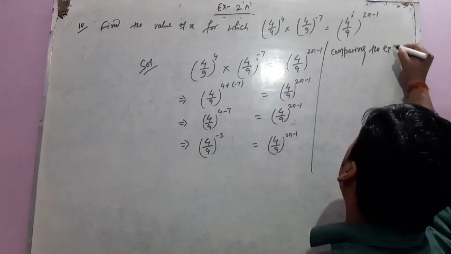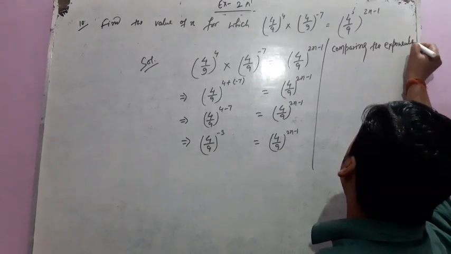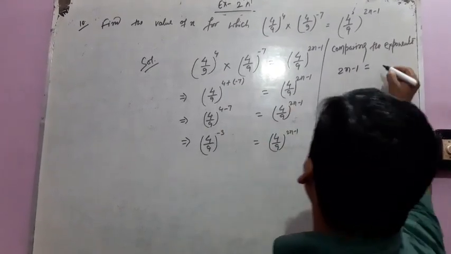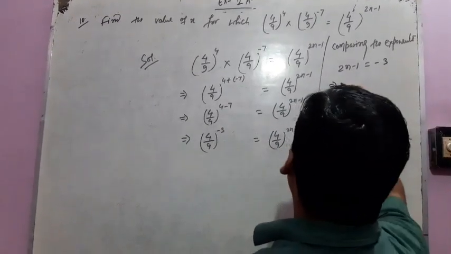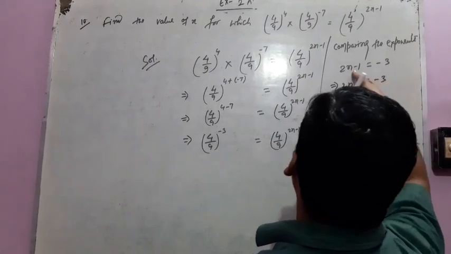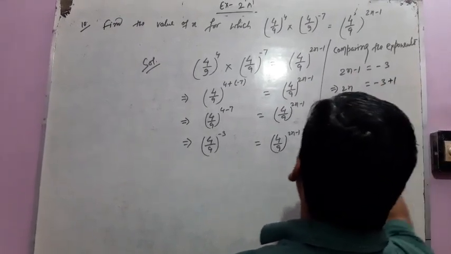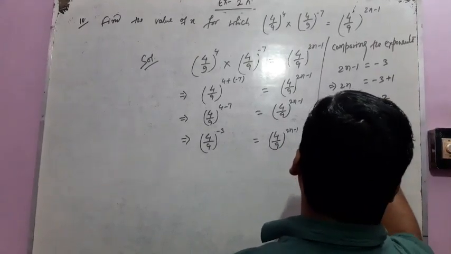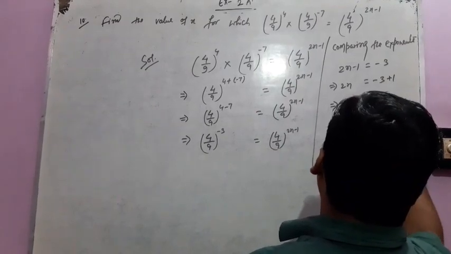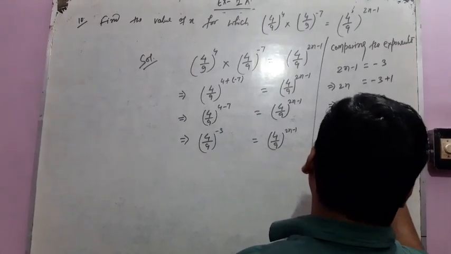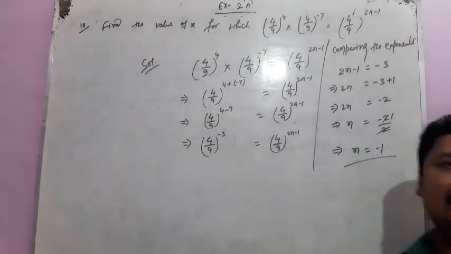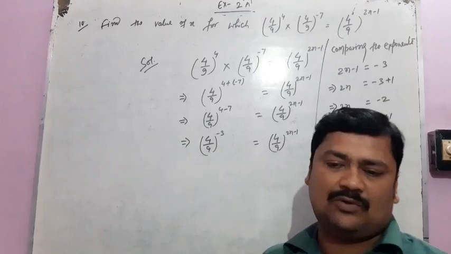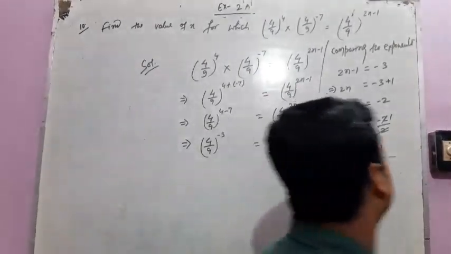Comparing the exponents. Here the exponent is 2x minus 1 and here the exponent is minus 3. Therefore 2x equals, when we change the side of minus 1 it turns into plus 1, so 2x equals minus 2. Therefore x equals minus 2 by 2, that will be cancelled, 1. Therefore the value of x is equal to minus 1. In this way you can solve this question. Now question numbers 11 and 12 both are the same. So we will look at question number 12.